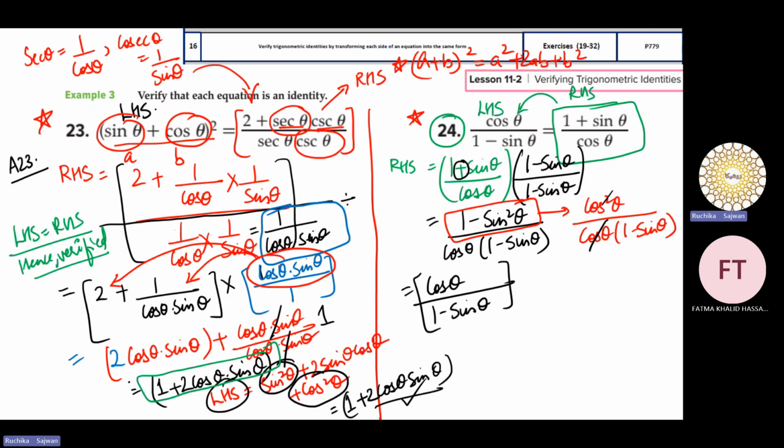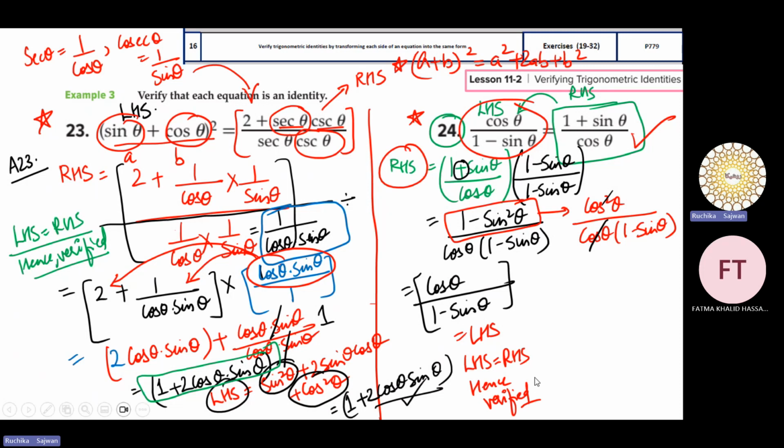Now, is this the left side? Check. We started with the right side and we reached this side. So both have been proved to be equal, hence verified. Okay, so that completes question 23 and 24.